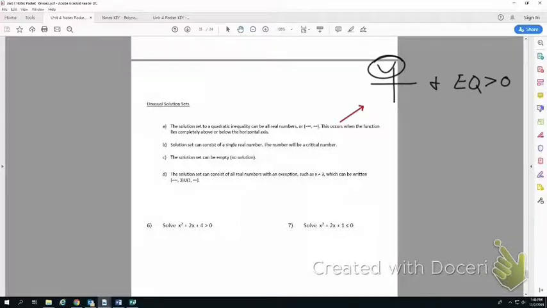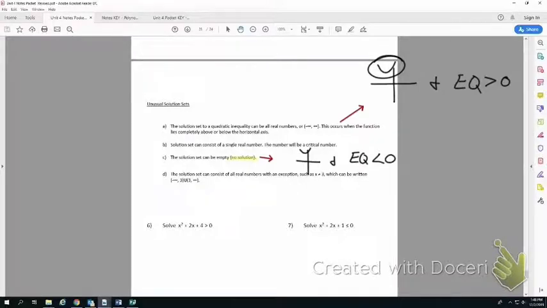So it would be all real numbers. Looking at C, if you had the same thing, a parabola above, but your inequality is less than or equal to 0, so it's asking how much of the parabola is below the x-axis, that would be none. So your answer would be no solution. So you can have all real numbers, you can have no solution.